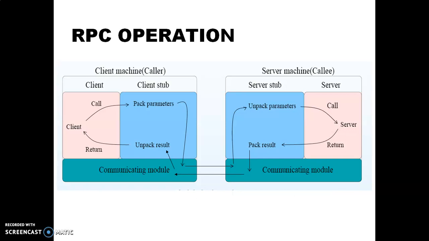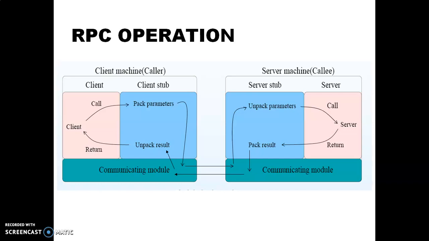The diagram makes the whole procedure clearer. The client machine calls the client stub, which packs the parameters, and through the communicating module sends this to the server machine. The client machine is the caller of the RPC and the server machine is the callee of the RPC.